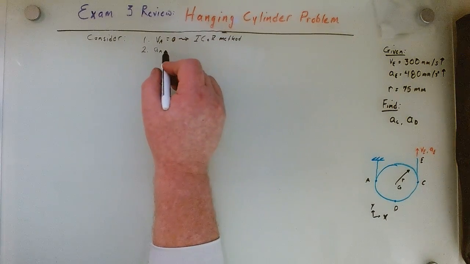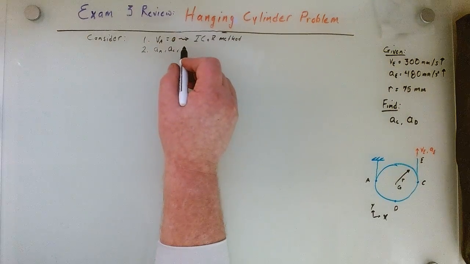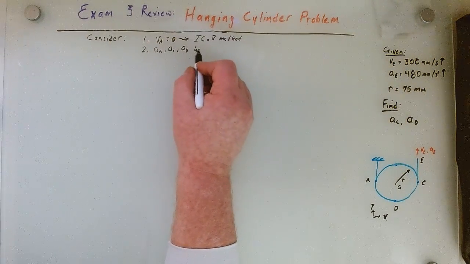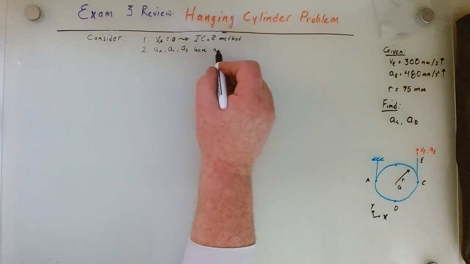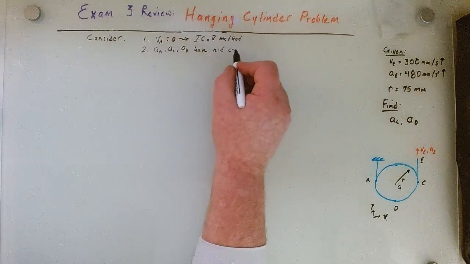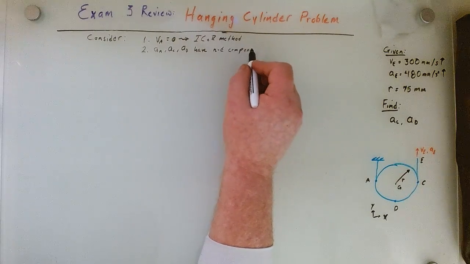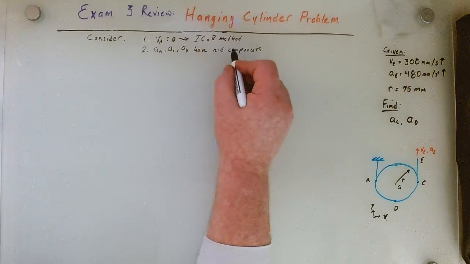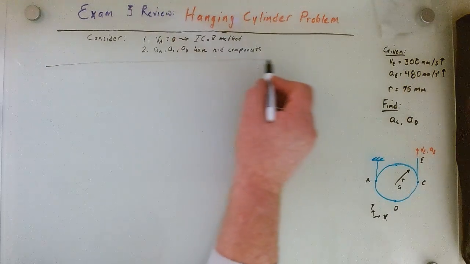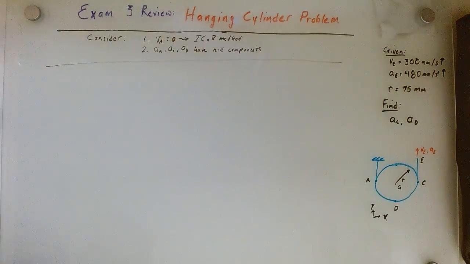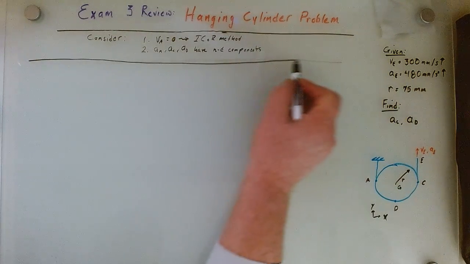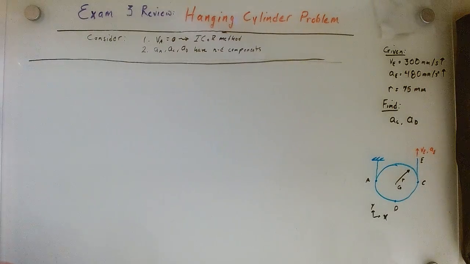Number two, we would say a sub A, a sub C, a sub D have normal and tangential components. Okay, so if you were waiting for the hints, there they are. Again, I highly recommend that you pause the video and attempt to solve it on your own. There is no downside to doing that, and it will tell you if there's anything that you don't need to study. So here we go.